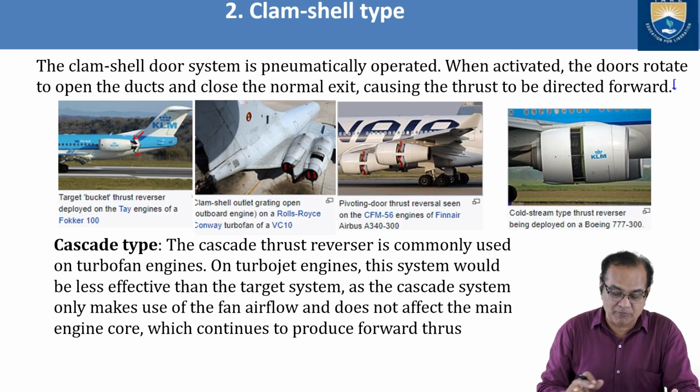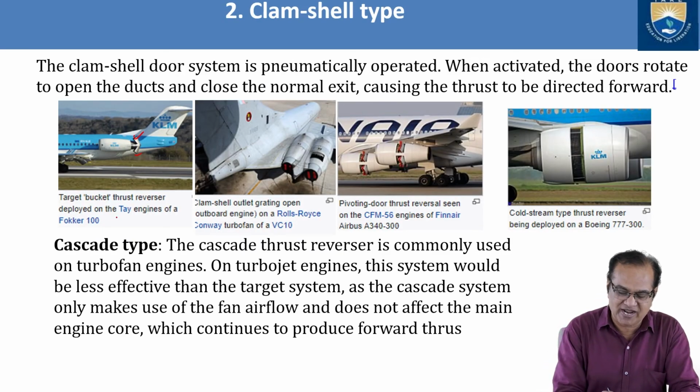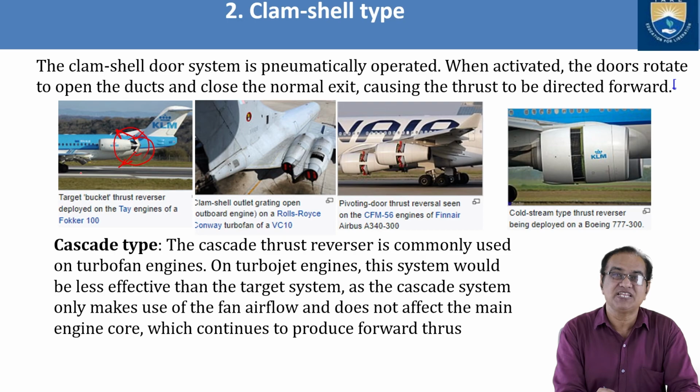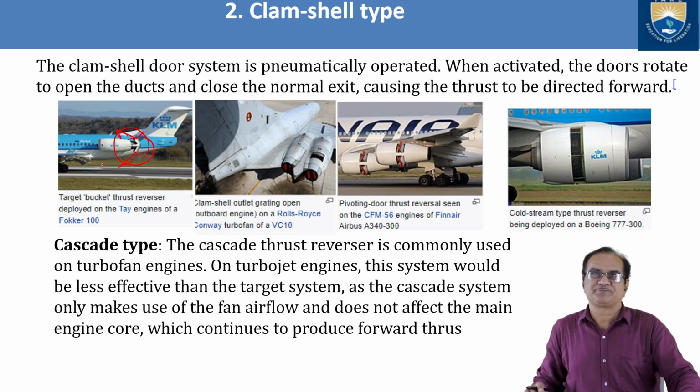This target, also called the bucket type reverser, is deployed on the tail engines of a Fokker 100. So this is the Fokker 100 aircraft, and here you can see the bucket or target type. The thrust will be in this direction, and it will try to brake the aircraft, and the wear and tear of the wheel brake is tremendously reduced. So these are the functions of any thrust reversal.